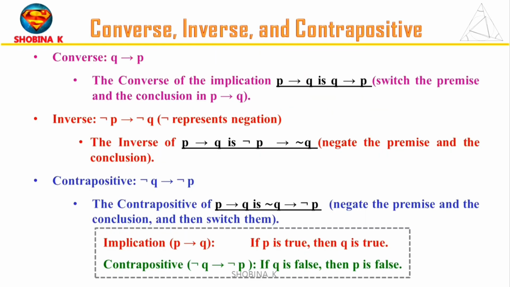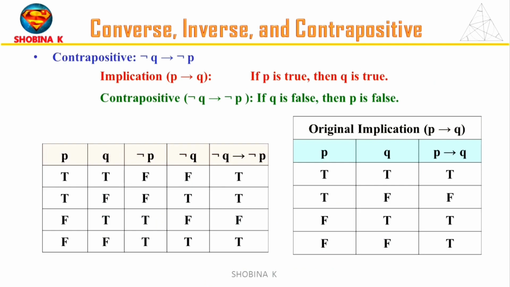And next up we have the contrapositive. To create the contrapositive, we negate both the conclusion Q and the premise P of the original implication and then switch their positions. So in implication, if P is true, then Q is also true. Whereas in contrapositive, if Q is false, then P is false.